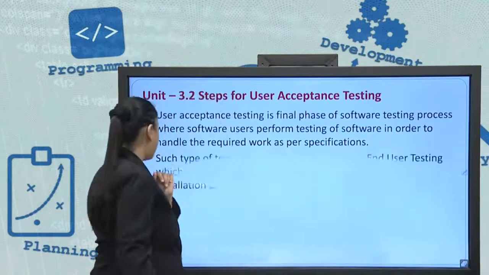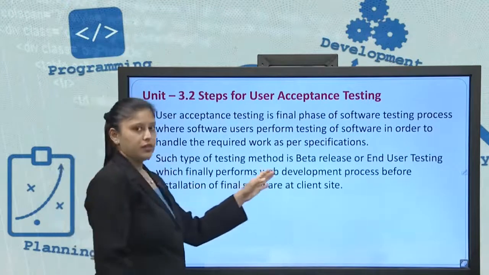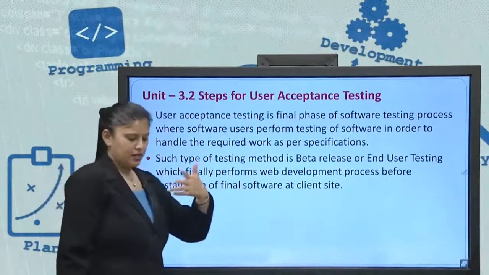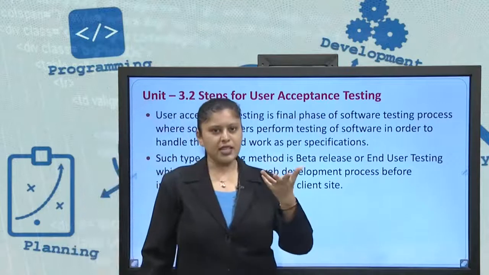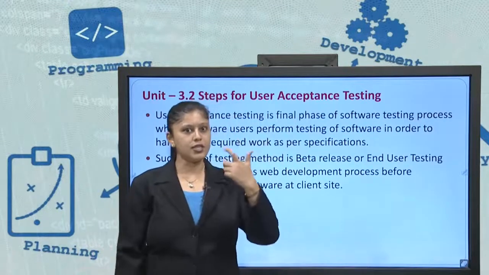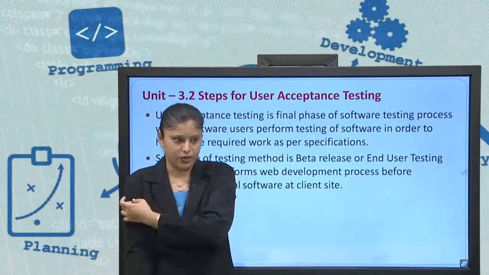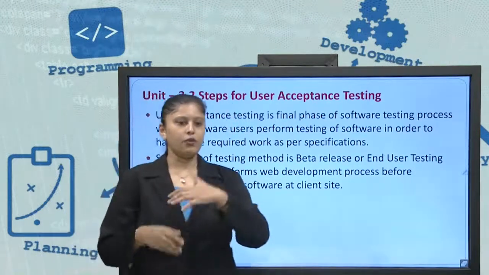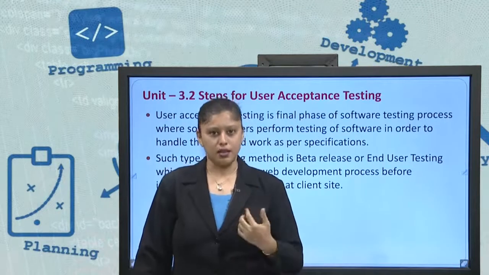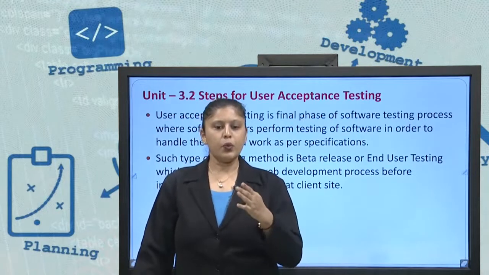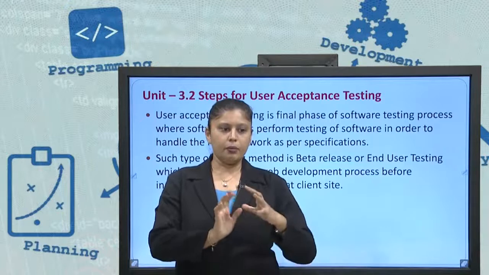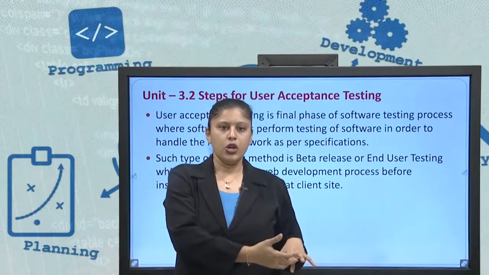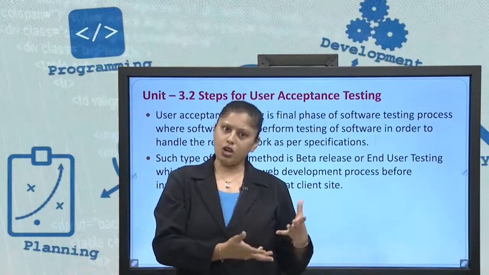Such a type of testing method is beta release or end user testing. It is going to be a beta testing or an end user testing. We have already seen this in the previous unit of the same block, right? But before that, I would still revise what is beta testing. Beta testing is something which is done by a set or a group of people outside the organization, and end user testing is also one and the same.